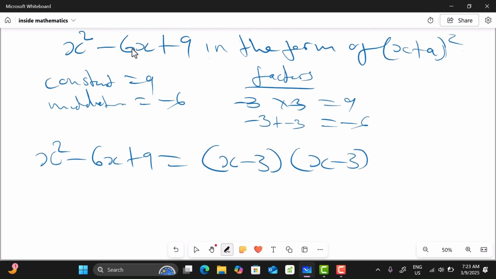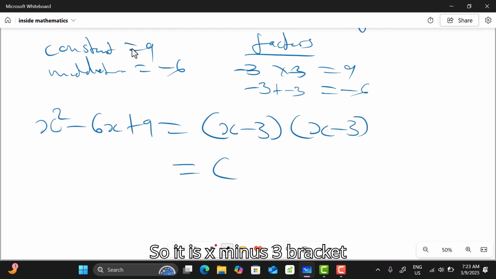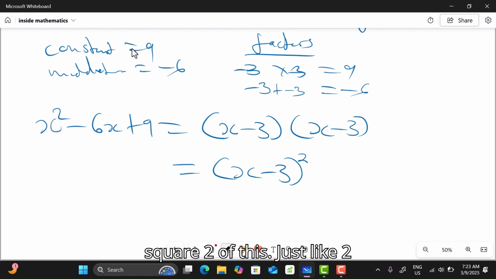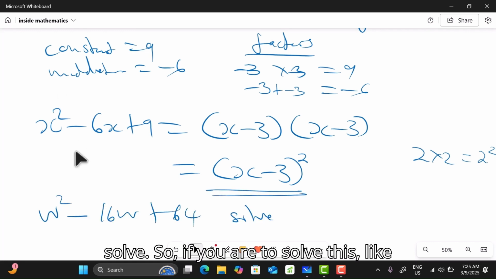Since this is a perfect square, because there is a negative 3 and a negative 3, all of them look alike. So it is x minus 3 bracket square. Just like 2 times 2 equals 2 power 2. This is my final solution.